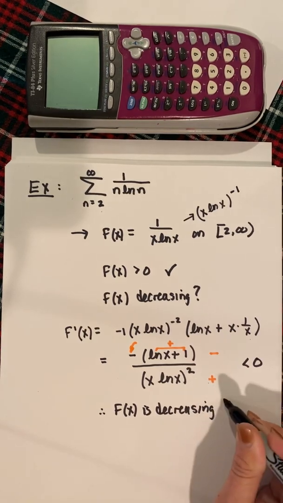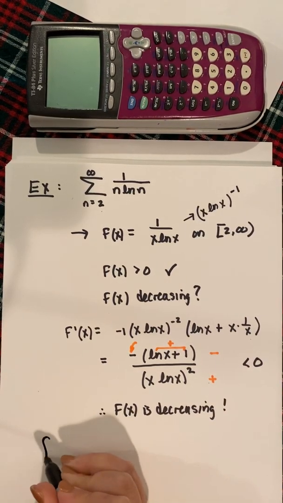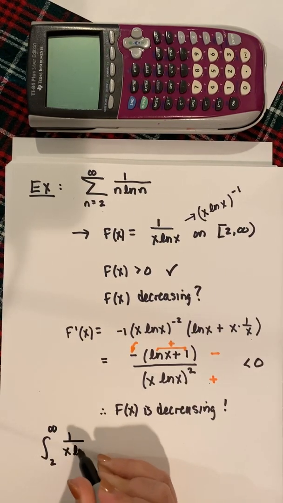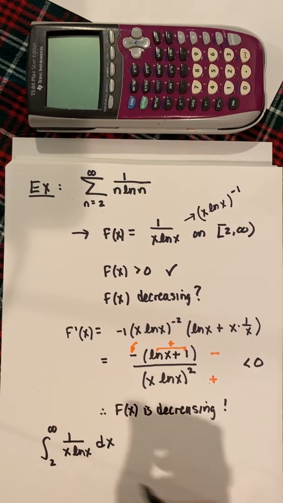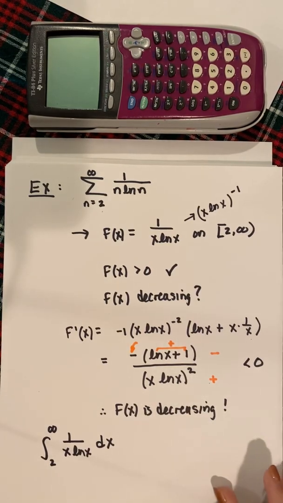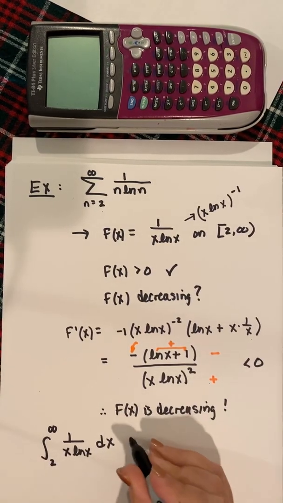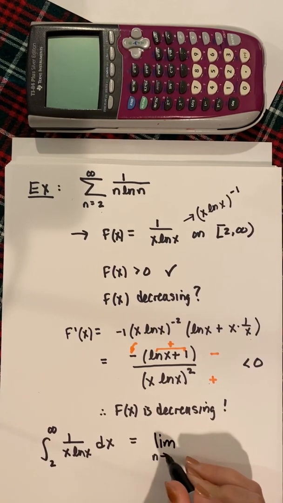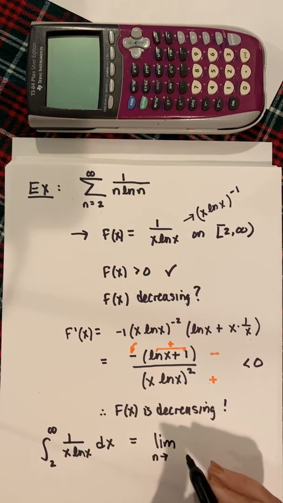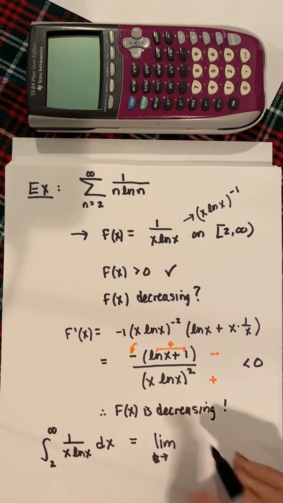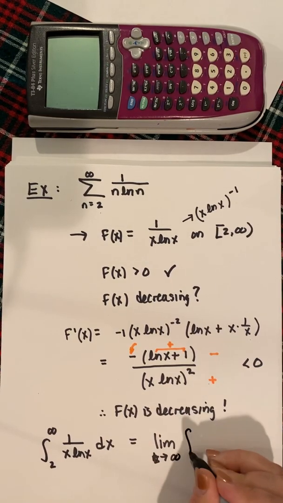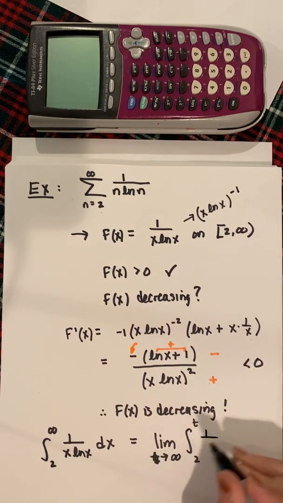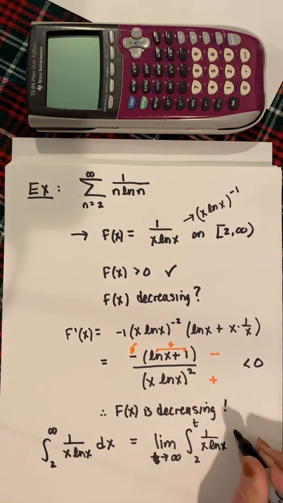and we can integrate. So now let's integrate from 2 to infinity, 1 over x natural log of x, dx. If this integral converges, then the original series also converges. If this integral diverges, then the series also diverges. That's what the integral test tells us. We're going to say the limit as t goes to infinity of the integral from 2 to t of 1 over x natural log of x dx.